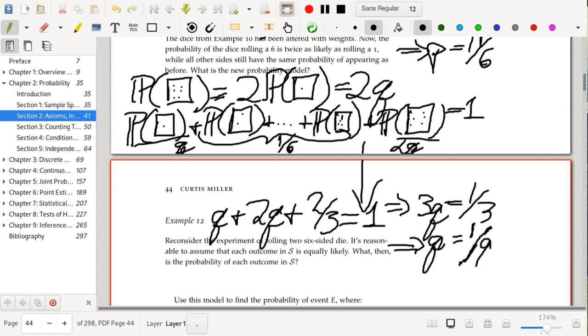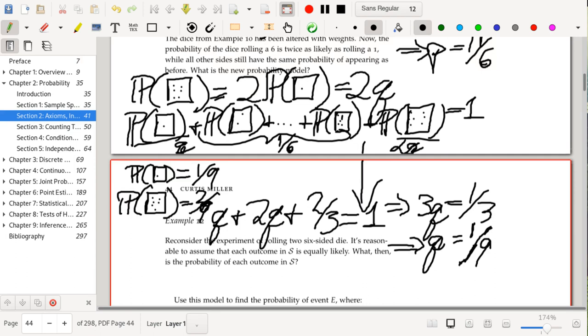So that means that the probability of rolling a 1... So, yeah, let's write this down now. The probability of rolling a 1 in this new probability model is equal to 1/9. And the probability of rolling a 6 in this new probability model is equal to 2 over 9. And, in fact, this is consistent, because 1 over 9 plus 2 over 9 is equal to 3 over 9, which is 1/3.